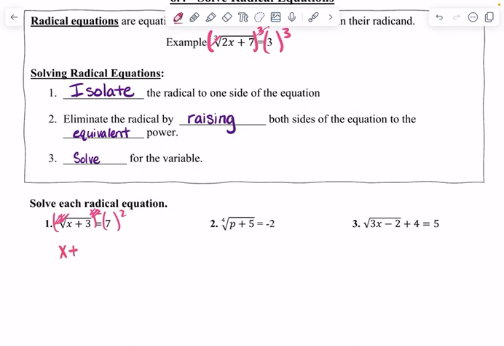So that leaves you with x plus 3 equals, and then 7 squared will be 49. So now you just have a regular equation. You can subtract your 3 over. So x equals 46.